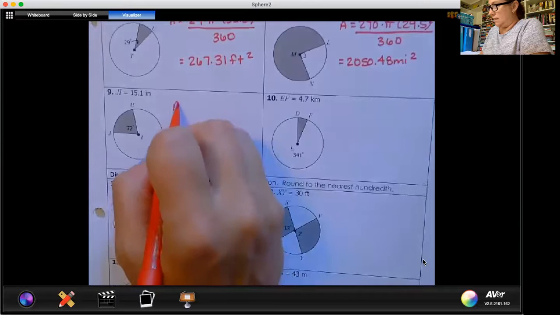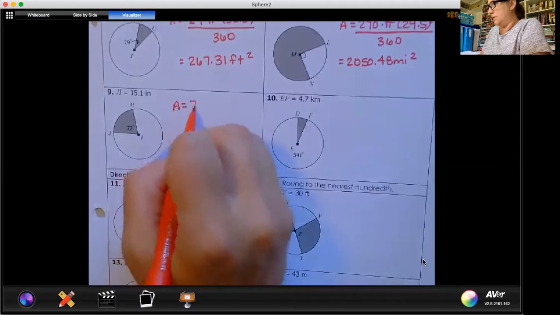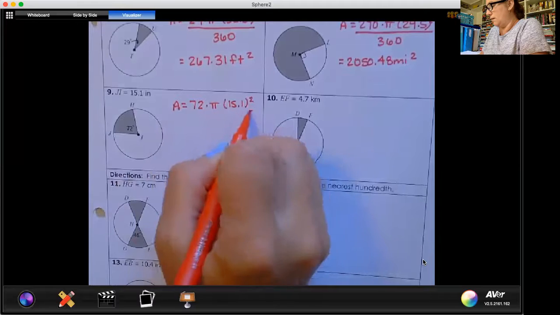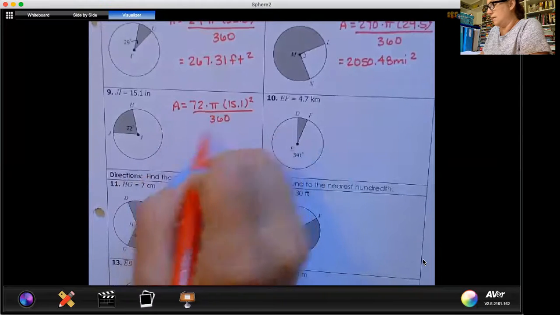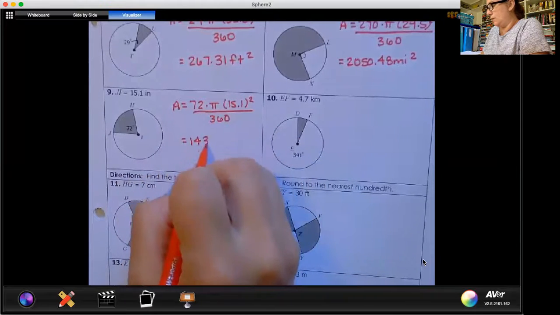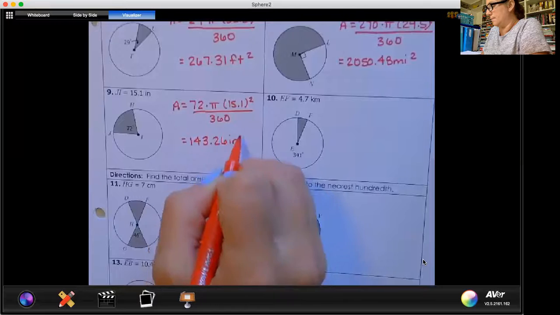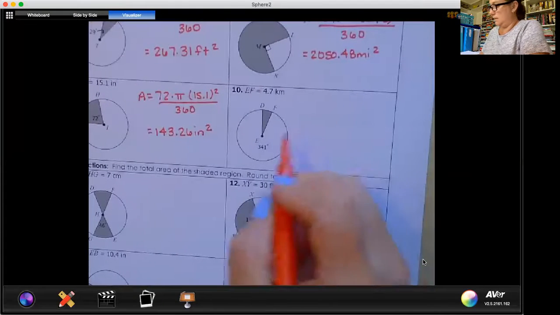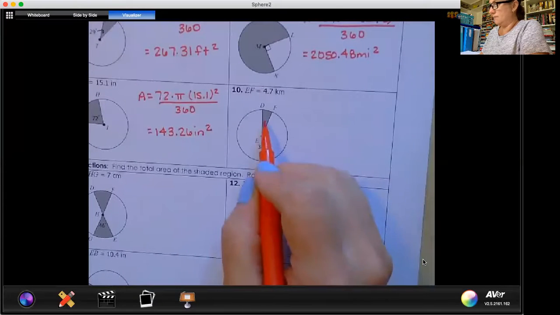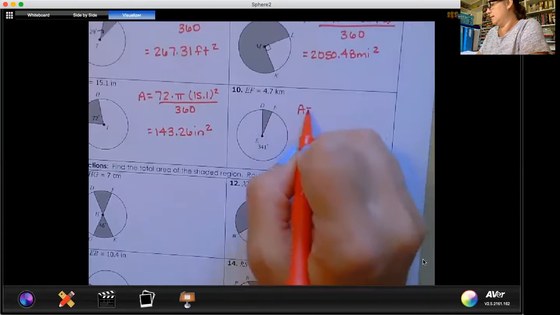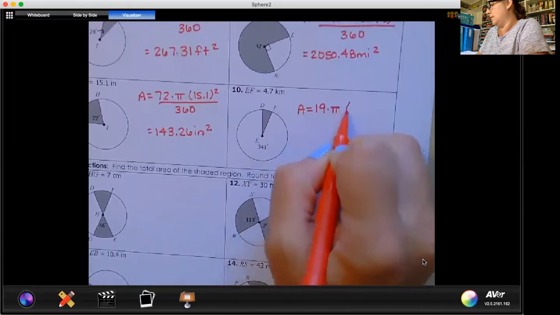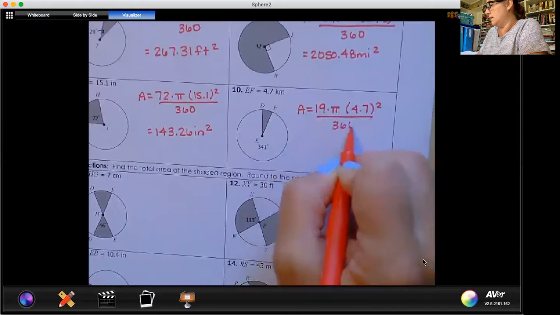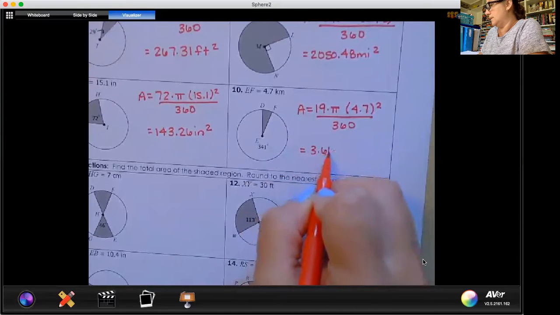And let's see, we have 72 times pi times 15.1 squared over 360. I think you can see that this is pretty repetitious here. 143.26 inches squared. And this is 360 minus 41, which would be 319 times pi times 4.7 squared over 360. And that's 3.66 kilometers squared.